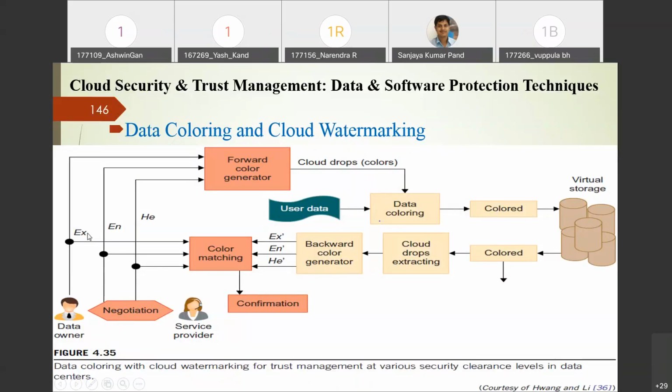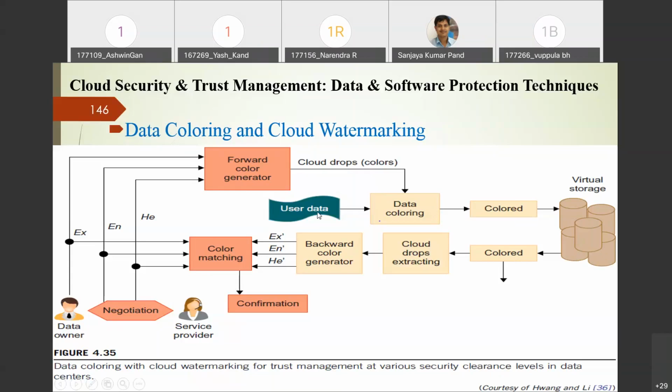For example, EX, EN, HE are three different colors, or some data you want to store is assigned with some color. Initially, whenever you want to store the data in the virtual storage, you first go for a negotiation process. This negotiation process is nothing but more of an SLA document. Once the negotiation is over, your data objects are mapped with a particular color before storing into the virtual storage. There is a forward color generator which sends the data to the data coloring. Data is colored and kept in the virtual storage.